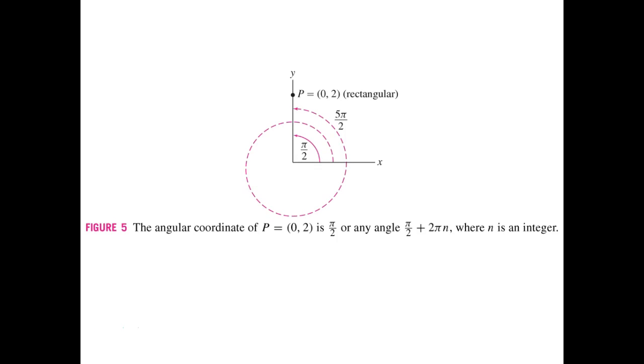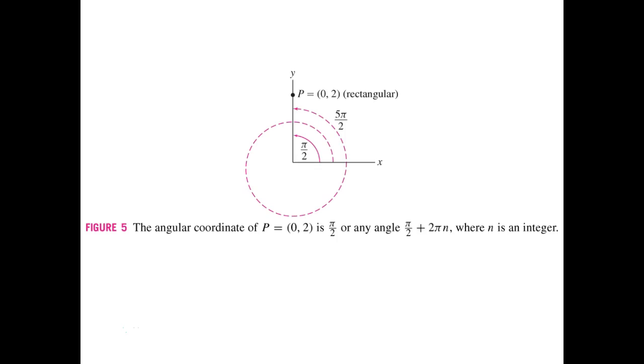The angular coordinate of P, which is (0, 2) in rectangular coordinates, is pi halves, or any angle pi halves plus 2 pi n, where n is any integer. Okay? That's the angular coordinate alone. Now, your formula will produce that exactly. It'll come close. I mean, r equal 2, that would not be a problem.